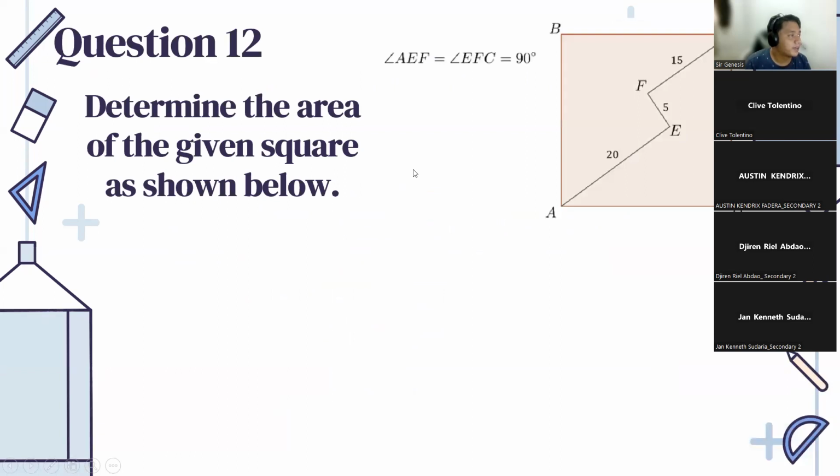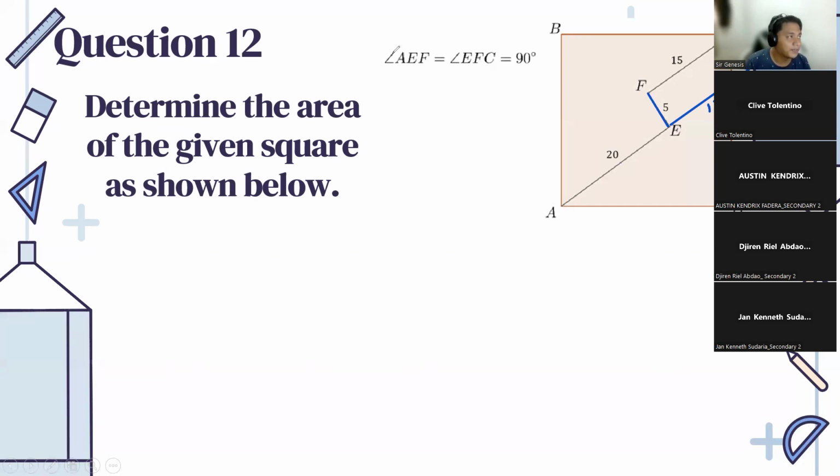Next, number 12. Determine the area of the given square as shown below. Well, for this one, it might be confusing at first, but you can actually try to reflect this one. When you try to reflect FE here, that will just form somehow a rectangle for this one, which also reflects CF. So this is actually 15, right? So we have 20 plus 15, so that will be 35.